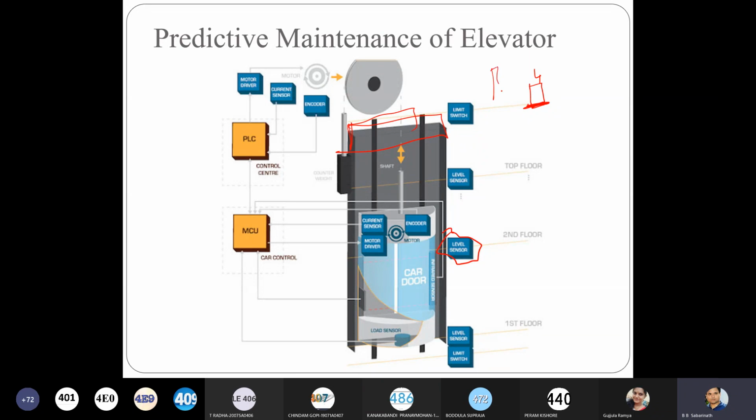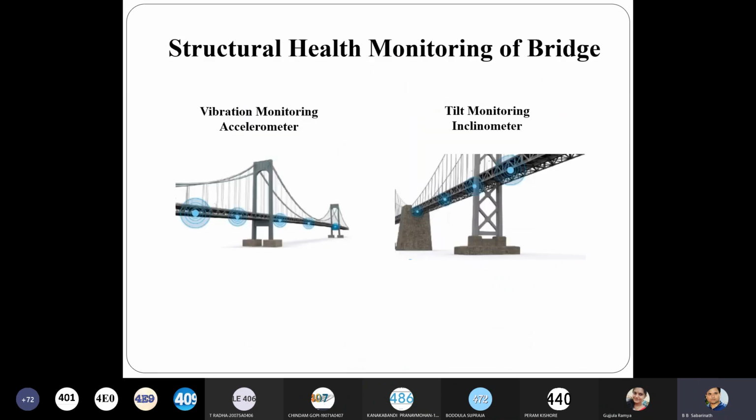For example, you might have seen the doors in our D block open automatically. Whenever you come across and keep your hand, it will detect your hand and open again, right? All such systems are based on sensors. So this is the basic feel of sensors in your daily life. You can use sensors like that.